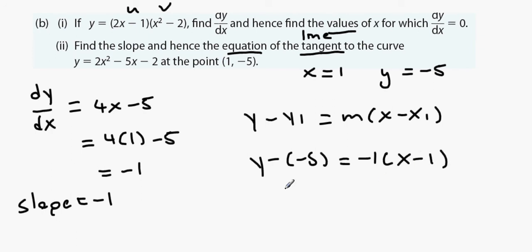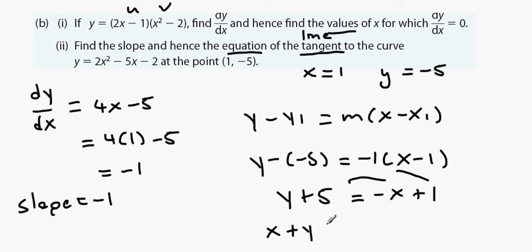We multiply this out. y plus 5 is equal to minus x plus 1. Bring the x and the 1 over. So you'd end up with x plus y, the 1 turns into minus 1, which gives you x plus y plus 4 equals 0.